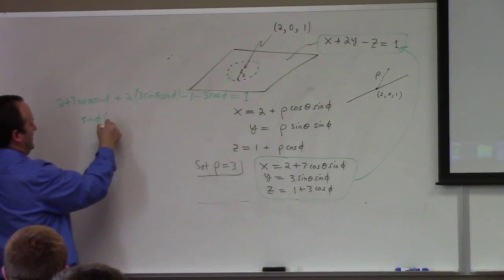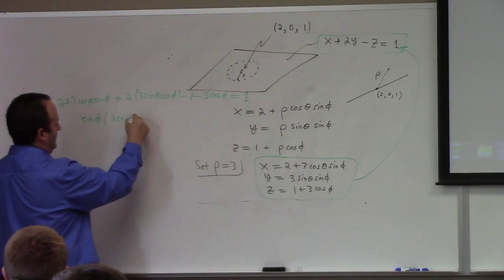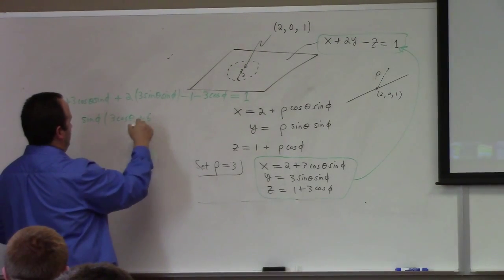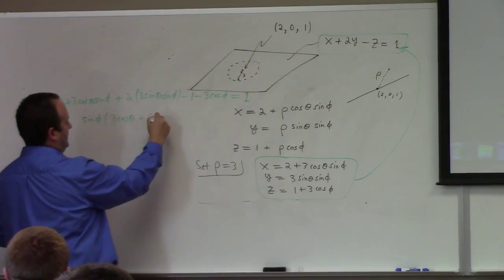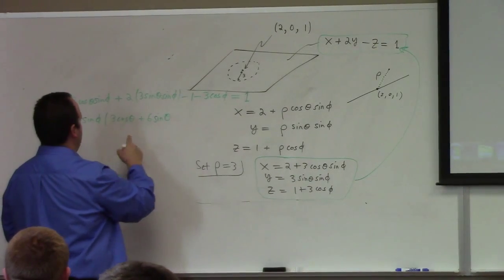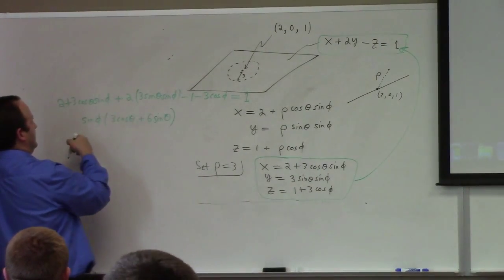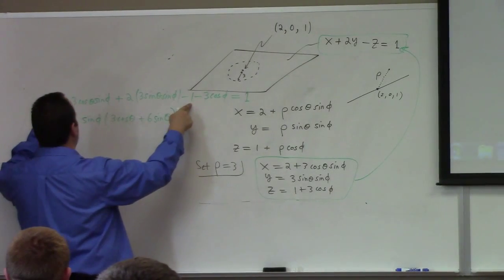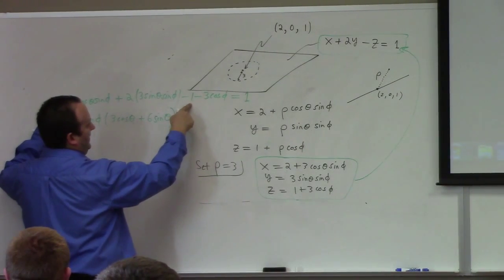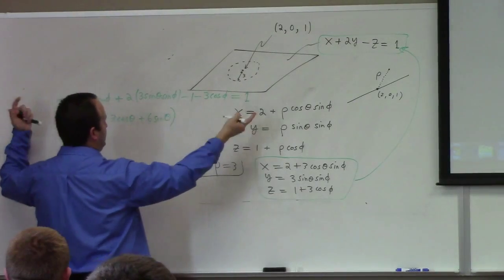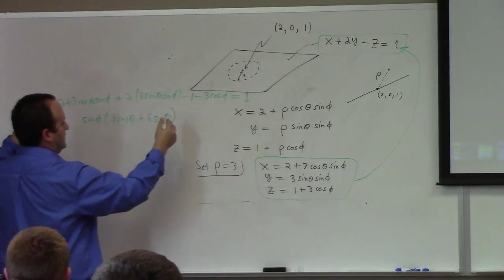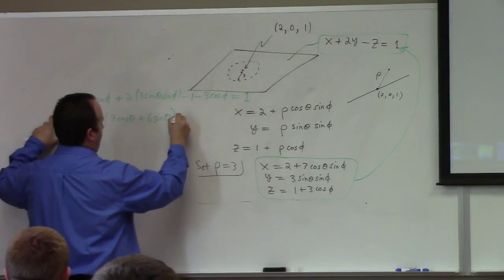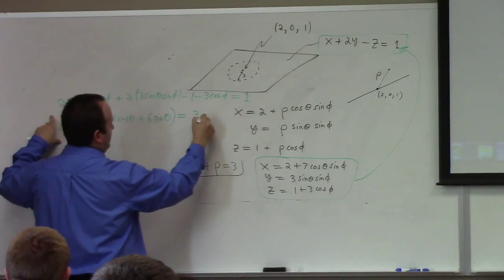Sine phi, 3 cosine theta, right? Plus 6 what? Sine theta. That's my sine phi terms. I've got a plus 2 here, a minus 1 here. That gives me what? Oh, that cancels. Oh, the constants cancel out. That's kind of nice. So that equals 3 cosine phi.